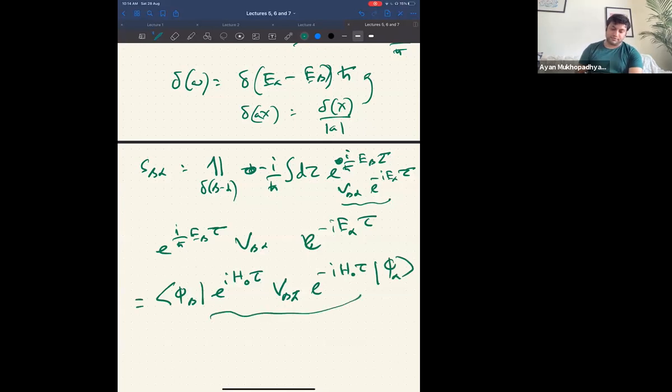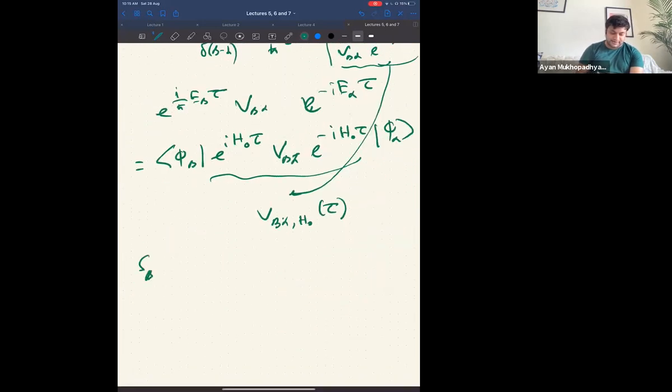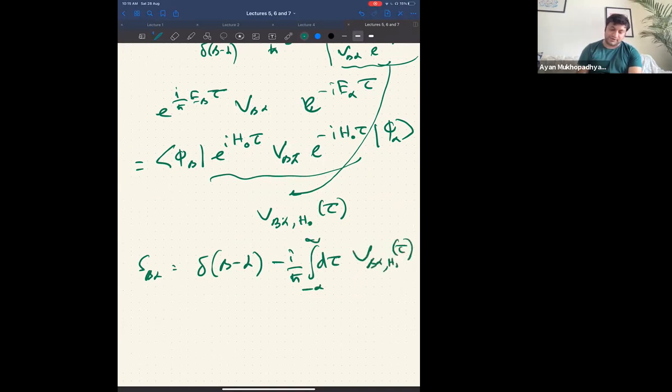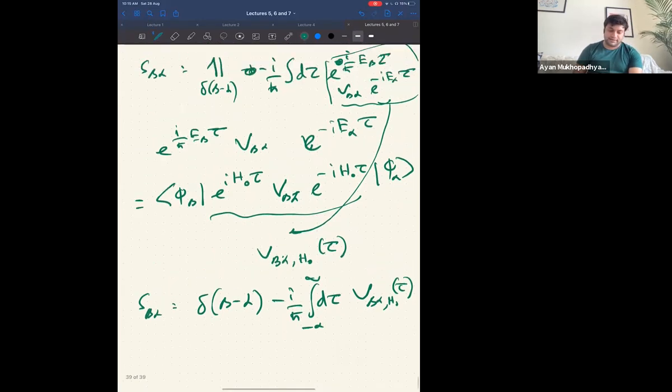This is a matrix element of this object. So essentially this thing is nothing but the matrix element of phi beta alpha H0, which is in the interaction picture, and then I have a tau. So I see that S beta alpha is nothing but delta beta minus alpha minus I by H bar, integral d tau from minus infinity to infinity, V beta alpha H0 tau. So I get the first term of the Dyson series from here, right?